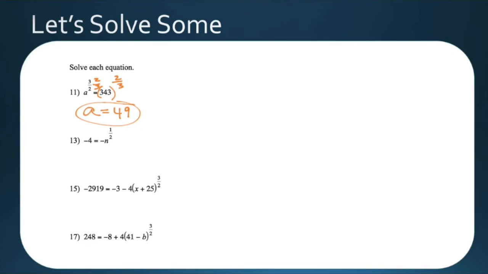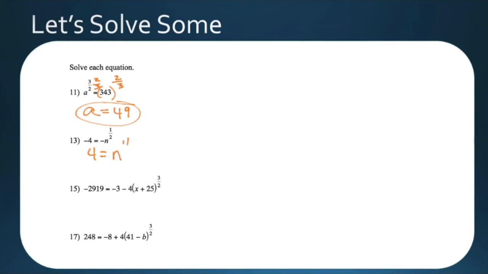All right, number 13, we have to isolate that variable. We've got to get the negative out of there. So what are we going to do to get that negative out? Multiply them both by -1. Yes, or divide, either way. So we're going to get 4 equals n to the 1/2.